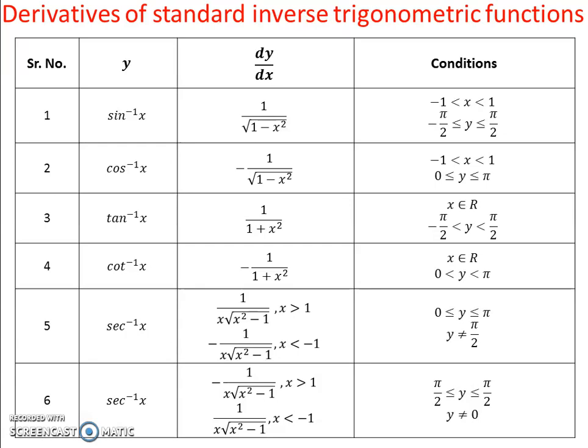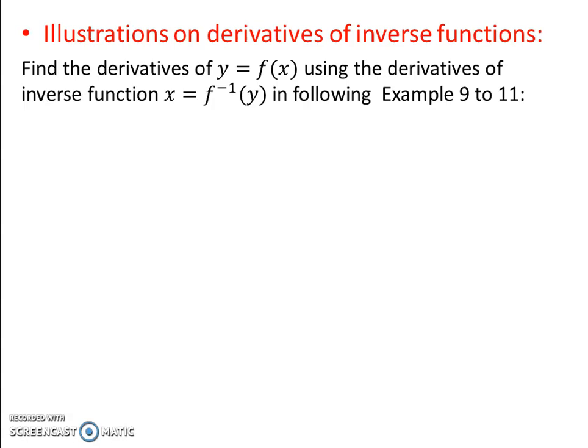Let us try to solve some examples on derivatives of inverse functions. Find the derivative of y equal to f of x using the inverse function in the following examples 9 to 11. So in examples 9 to 11 we have to calculate dy by dx but using the inverse function. That means we have to use the definition from the theorem we saw last, dx by dy equal to 1 upon dy by dx. Hence dy by dx equal to 1 upon dx by dy. From this definition we have to solve.